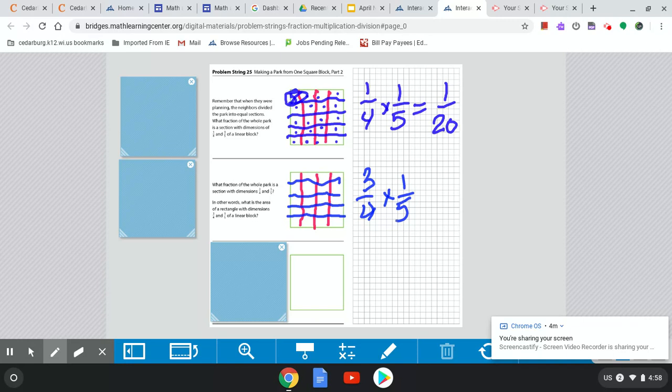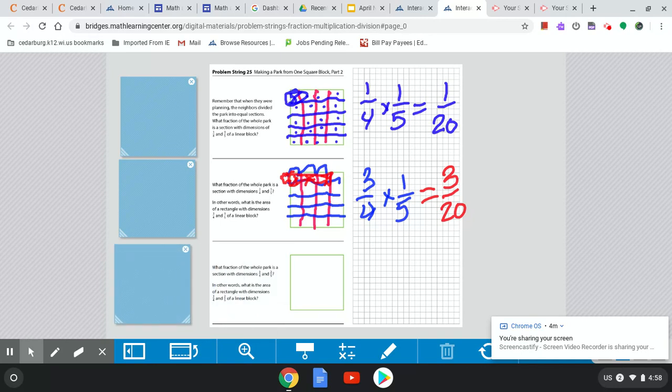So if this is 1/4, this would be 2/4, and that would be 3/4. And then we would have 1/5, which would be here. So every box that is contained in this little rectangle here is our answer. Did you figure out what that total would be? 3/20. Good.